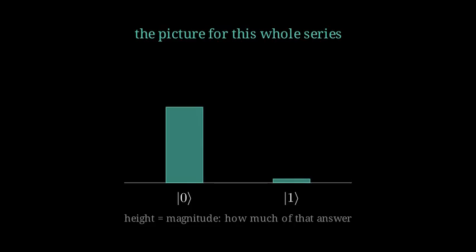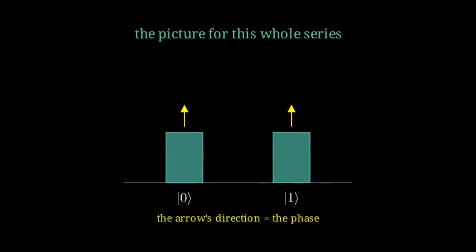Wait, you said the amplitudes are complex, but a height is just one number. Where does the rest of the amplitude go? You caught exactly the right thing. A complex number has a size and a direction, and the height only shows the size. So on top of each bar, we draw a little arrow, and the direction the arrow points is the phase.